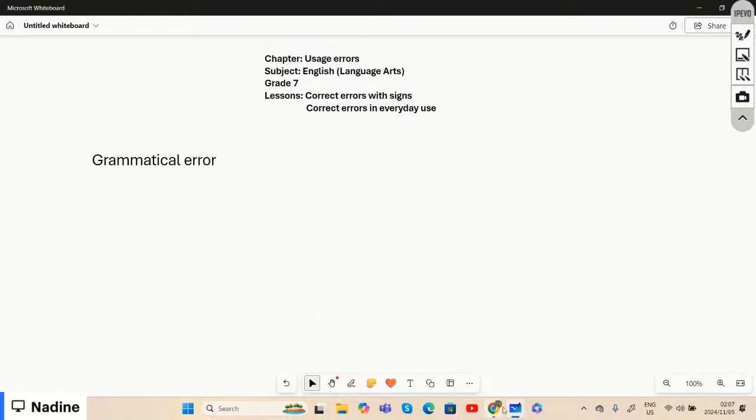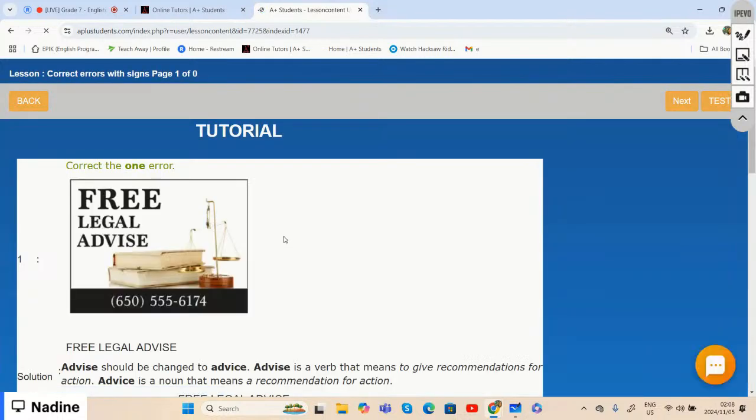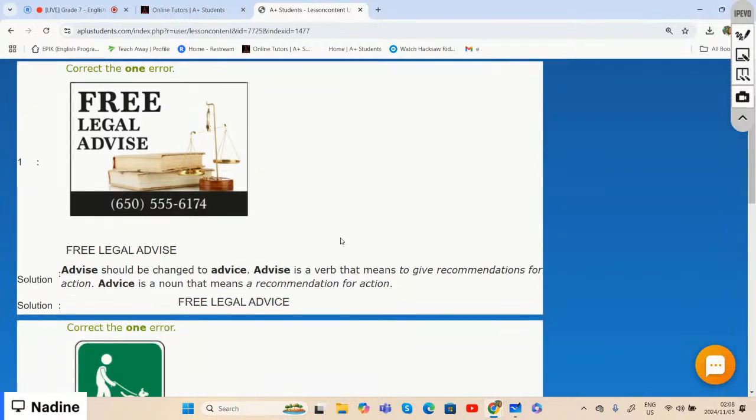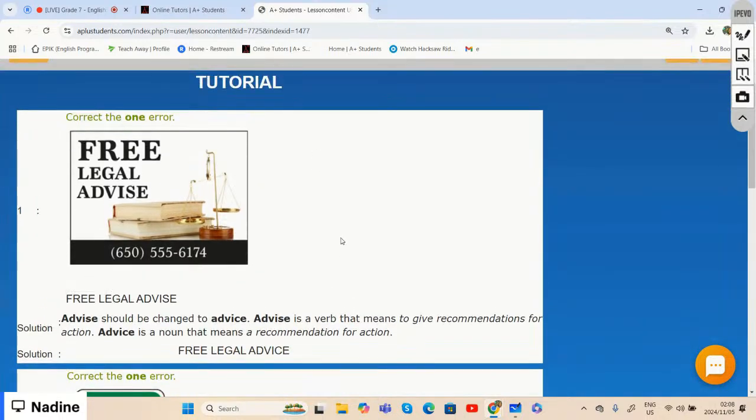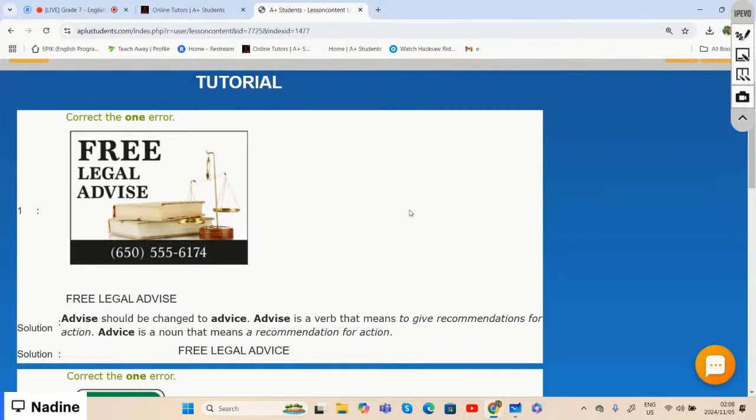Let us go to aplusstudents. We need to correct grammatical errors with signs. Remember, we said it is grammatical errors, that is the usage. So usage errors are grammatical errors that we will, for example, find within signs, or within a sentence, or within a context, or literally in something.